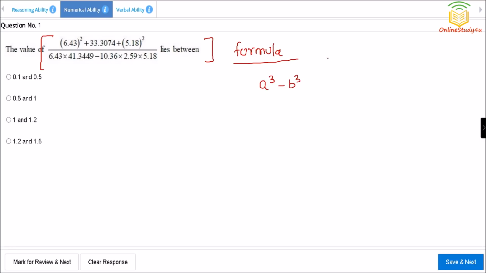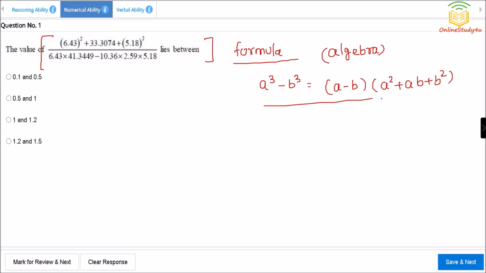Before we proceed, I wanted to tell you about algebraic formulas. Basically this is a question of simplification, or you can also say algebra. So a cube minus b cube will be (a minus b) into (a square plus ab plus b square). Now you can ask me, sir, after seeing this question, how will we understand which formula we have to use? That's a very good question. You see a square plus b square, and 6 into 5 will be 30, so this is somewhat the multiplication of these two factors.